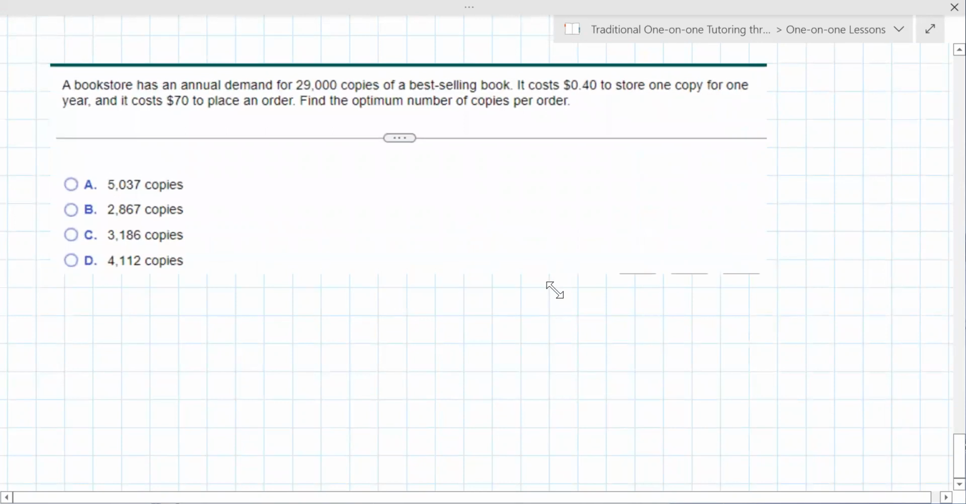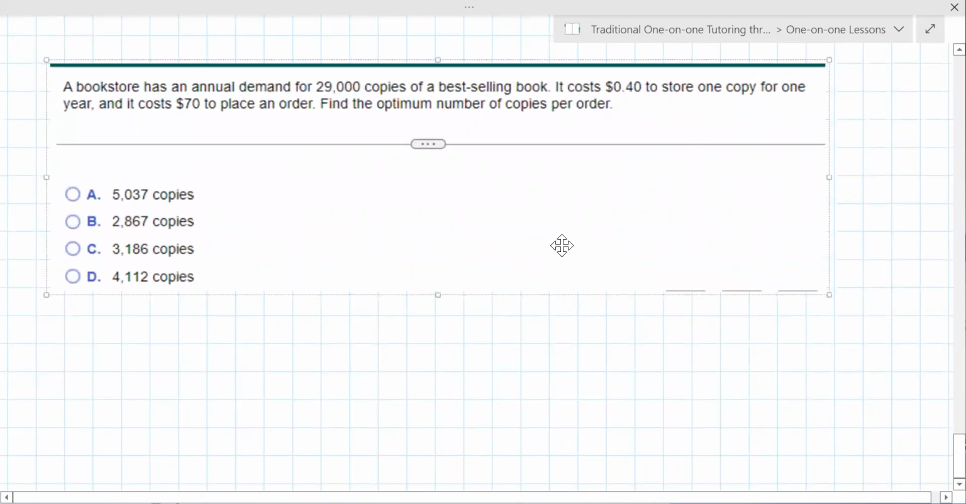These optimization problems are kind of interesting because we do try to optimize these things in real life. They're just never this simple.